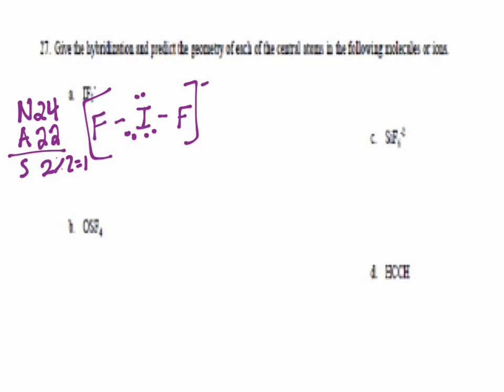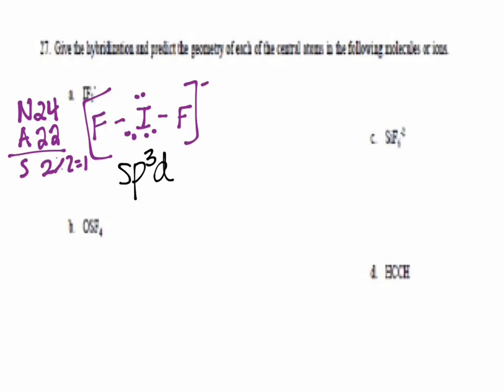So, what's the hybridization? How many areas of electrons are there around I? 5. So that means it has to be s, that's 1, plus my 3 p's, so that's a total of 4, plus a d. That is your hybridization.